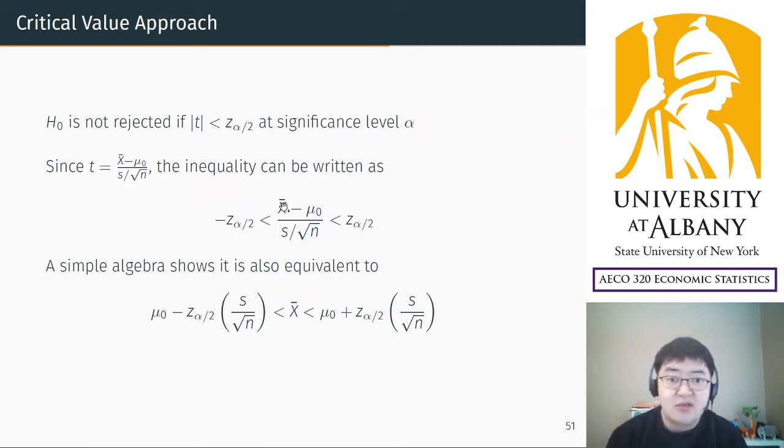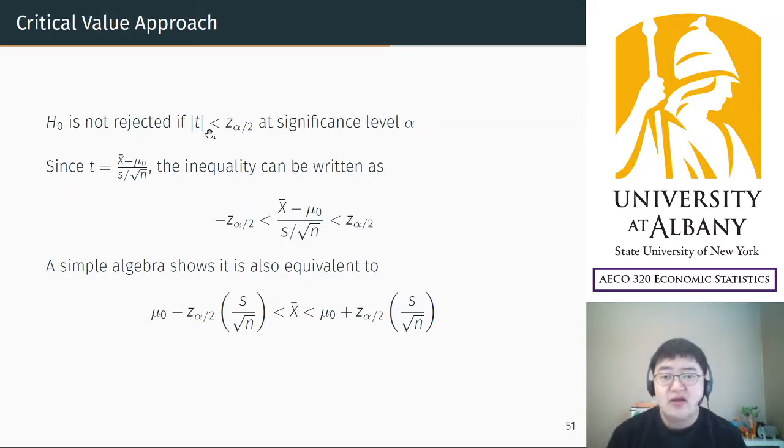And what we need here is we need x bar. We are going to isolate x bar in the middle and move all the other terms to the outside terms. So isolate x bar here and multiply s over square root n on both sides and add mu 0 on both sides. Then you will get this inequality. Remember, this is equivalent to this. So this was the condition to not reject H0.